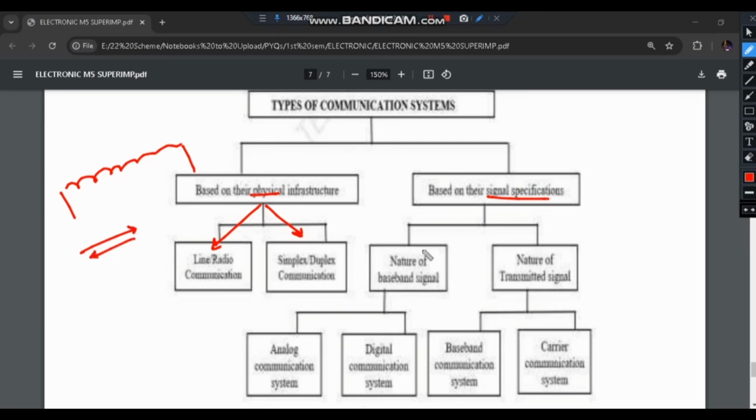Second is based on signal: nature of baseband signal and nature of the transmitted signal. If we consider the nature of baseband signal, baseband means transferring the data in the form of electricity. It can be either analog form or digital form. And the nature of the transmitted signal can be either baseband communication or carrier communication. In baseband communication, one type of data will be transferred, and in carrier communication, multiple data will be transferred within a single line.